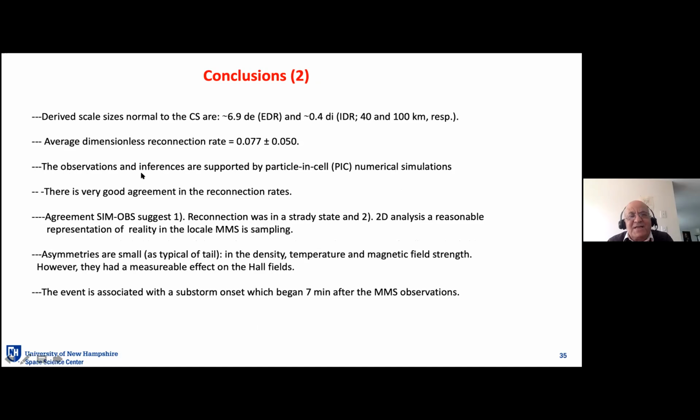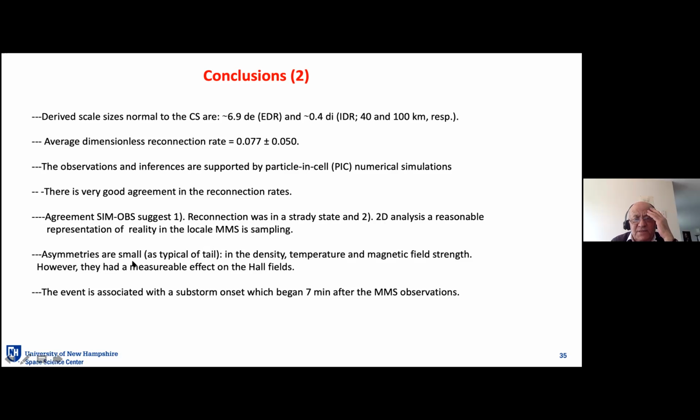The observations and inferences are supported by DPX simulations. Very good agreement in the reconnection rate. When we compare simulation with observations, they suggest that one, the reconnection rate is in a steady state, and two, the 2D analysis is a reasonable representation of reality at the locale of MMS.